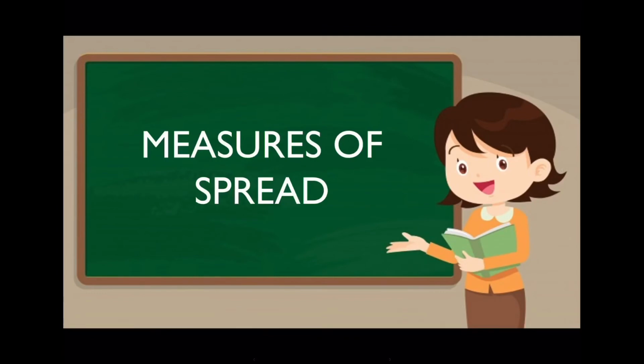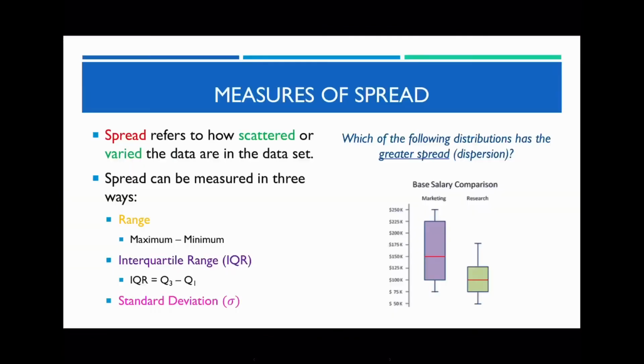Now, the last thing I want to talk about in today's lesson is measures of spread and what that means. So the measure of spread just refers to how scattered or how varied the data is within the data set. So there are actually three ways you could measure how varied or how dispersed your data values are. The first way to do this is by calculating the range, which we do by subtracting the minimum from the maximum.